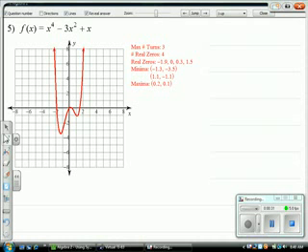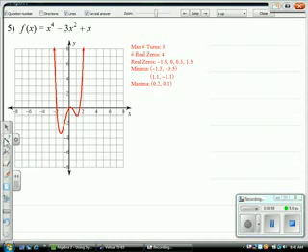a couple of things here where you're going to have to know the max number of turns in a polynomial. How do we know that? Well, we know that by looking at the degree of the polynomial. The degree is 4, so one less than that is the maximum number of turns. Also, we're going to have to know the real number of zeros, the number of real zeros. And again, the degree of the polynomial will tell you how many real zeros there are.